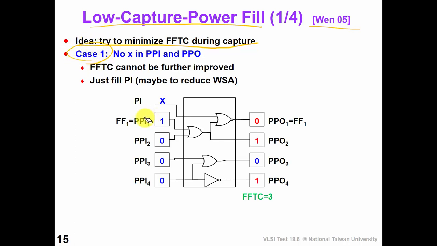In case 1, suppose there is no unknown bit in PPI, pseudo primary input, or in the corresponding PPO, pseudo primary output. In this case, there is nothing we can do because FFTC is already decided. In this picture, it is 3. So we cannot further improve FFTC. So we just maybe fill in the primary input value to reduce WSA in the logic. Please notice that in this picture, this flip-flop is the same as this flip-flop.